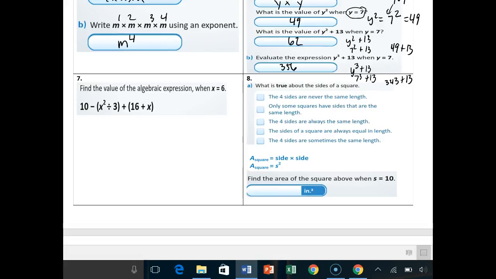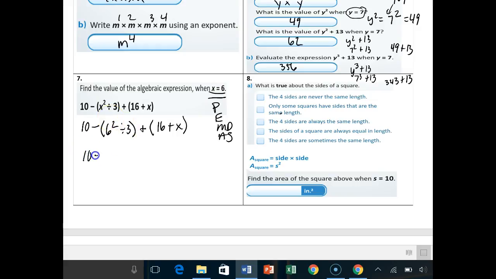All right, number 7 is an order of operations problem. But they say when x is equal to 6. So we have 10 minus 6 squared divided by 3 plus parentheses 16 plus x. So remember, we do parentheses, exponents, multiply, divide, add, or subtract. So we'll do parentheses first. Within the parentheses, you have to do order of operations as well. So we have to do the exponents first, then the division.